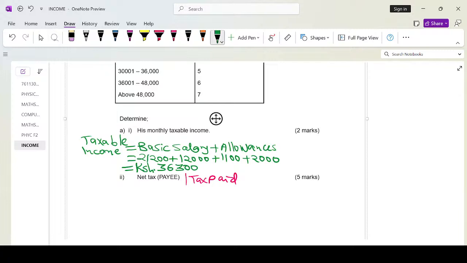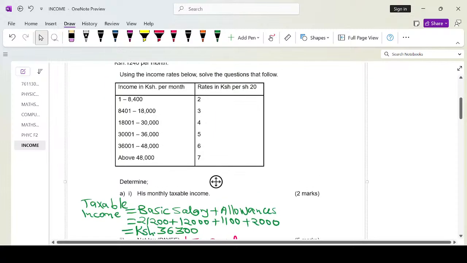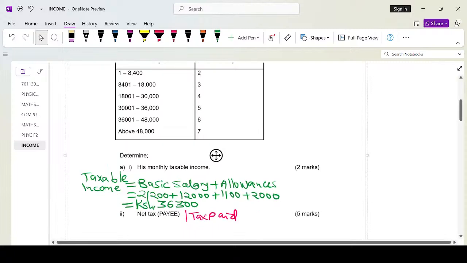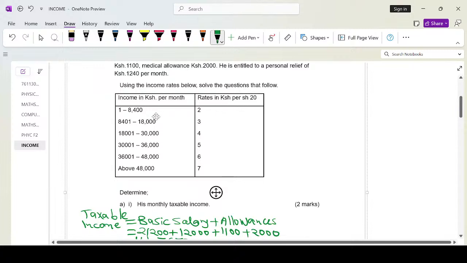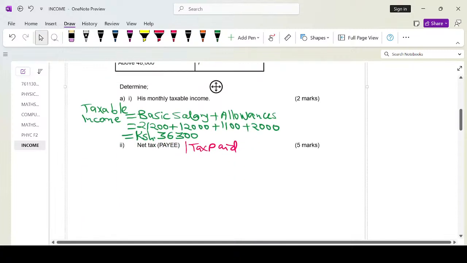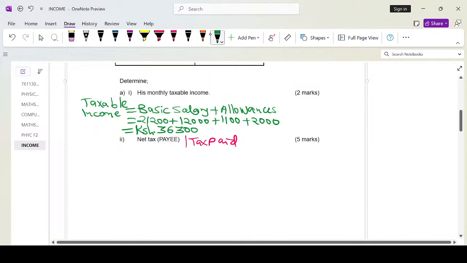So we see in the first band, between 1 and 8,400, 2 shillings is being charged. But remember, it is 8,400, and for every 20 shillings in 8,400. So in the first band, it is 8,400. For every 20 shillings of it, we charge 2 bob. When you do that multiplication, that becomes 840. That's the first slab.